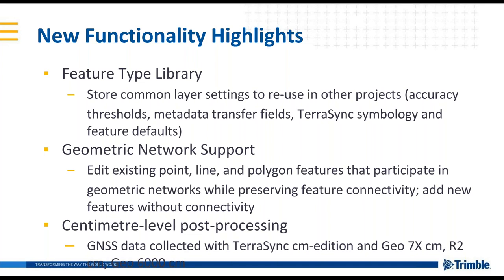So we have something now called the feature type library, which allows you to store common layer settings to reuse in other projects. Accuracy thresholds, metadata transfer fields, TerraSync symbology, and feature defaults now can be stored and used in future projects. We also have better support for editing geometric networks. So you can edit existing point, line, and polygon features that participate in geometric networks.